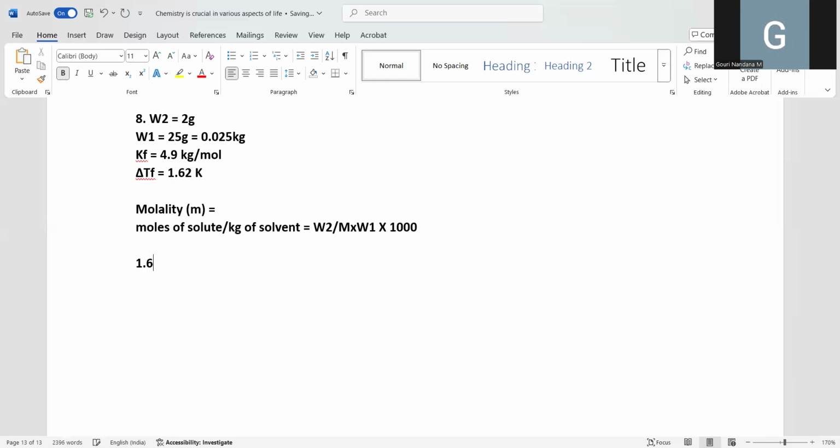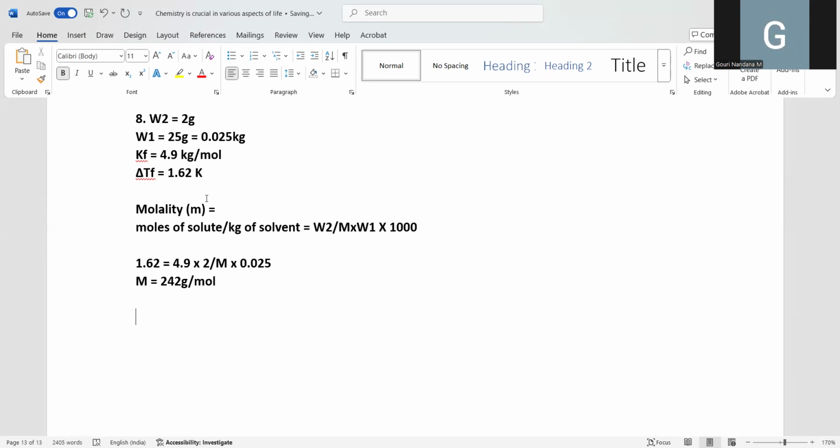So we can write it down as 1.62 equal to 4.9 into W2, which is 2, divided by M into 0.025. From this, you can simply find the M. So when you solve this, you will get M, which is 242 gram per mole. Okay. Now we need to find the percentage association.